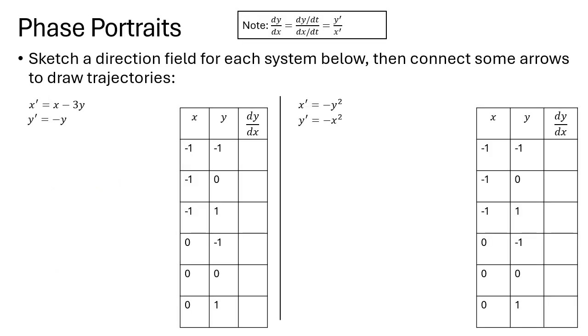Next, we consider phase portraits for systems of differential equations. A phase portrait can be made from a direction field, and the process for it is very similar. One difference in a system of two differential equations is now, instead of just having dy dx, we have dx dt and dy dt. In this case, we are using the notation of x prime for dx dt and y prime for dy dt, although there are other notations out there.